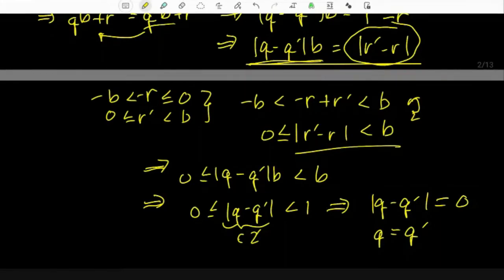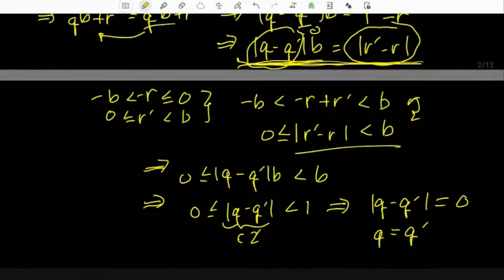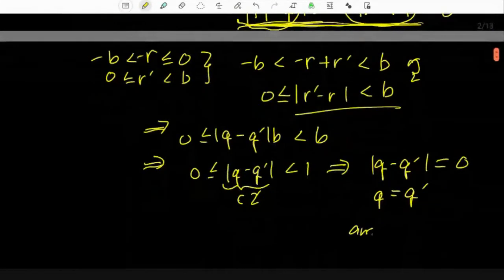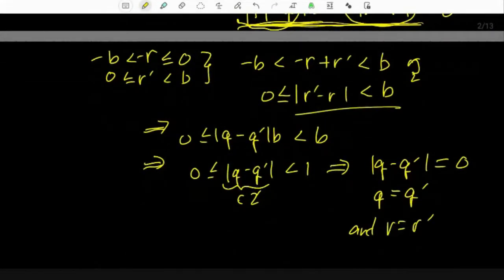Okay. Now, going back to our original equation, this equation, yan. Okay? Alam natin na this time, ito, 0 na to. This is 0. So, 0 times B, 0 pa din. So, that means R minus R prime or R prime minus R is equal to 0. And that only happens if and only if R is equal to R prime. So, ibig sabihin pala, yung Q prime tsaka R prime, parehas lang sa Q tsaka sa R. Therefore, unique. Okay? So, tandaan nyo yung technique na yun.